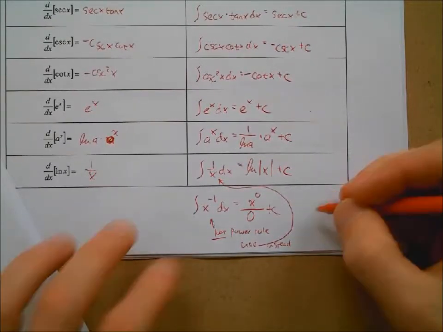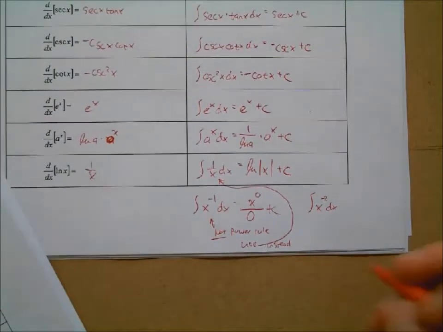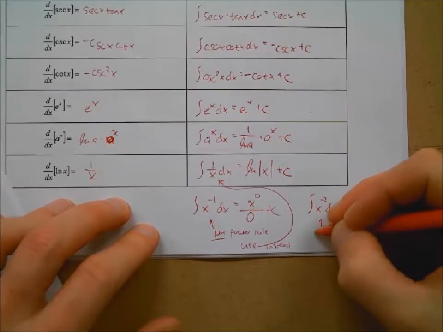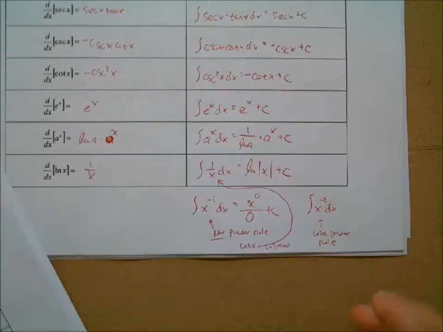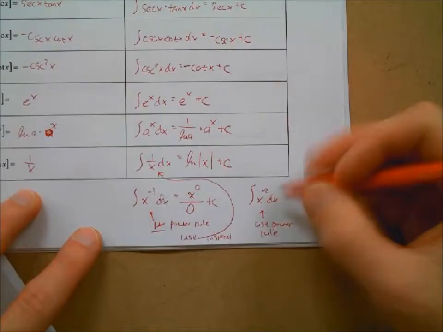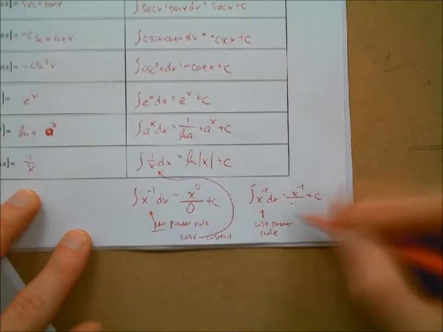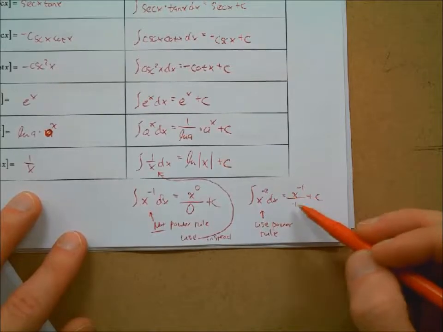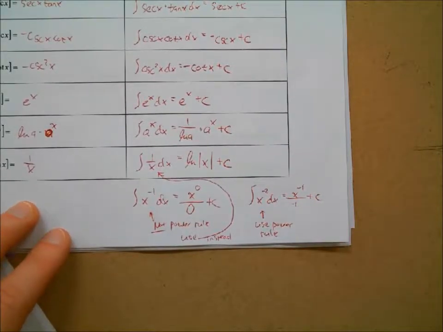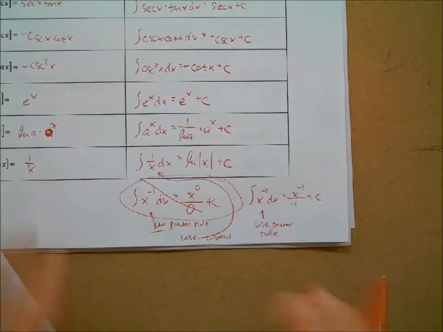Now, x to the negative 2, this is the power rule. That is a power rule because we can add 1 to this, and we get x to the negative 1 and divide by the new power, negative 1, and then, of course, plus c. In fact, this is right. The integral of x to the negative 2 is x to the negative 1 over negative 1 plus c. But this is not right. Do not do this. All right, moving on. Let's get into some of these example problems here.